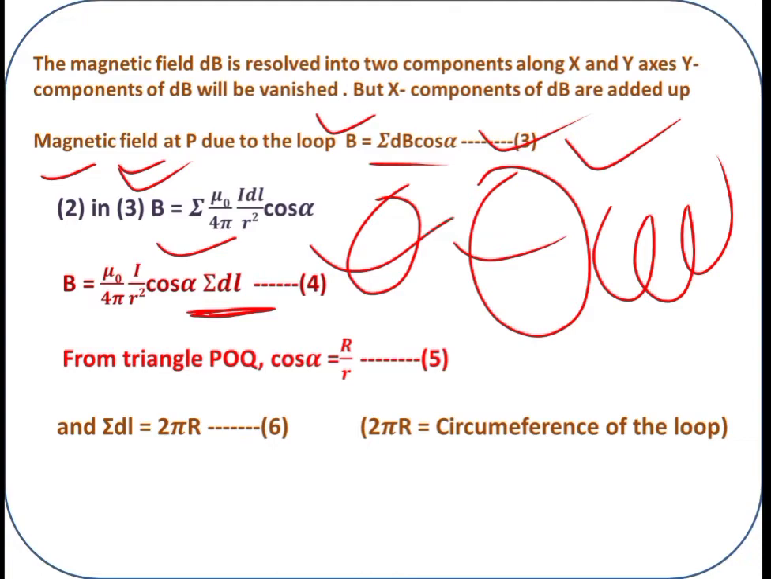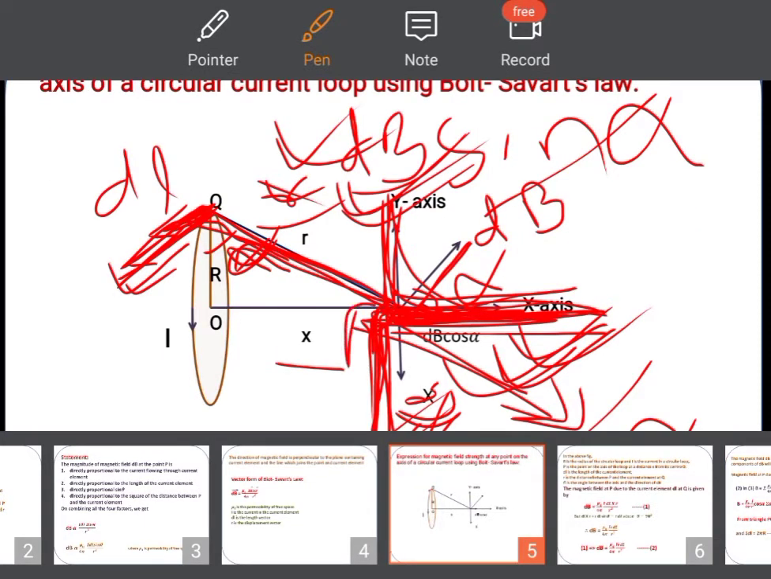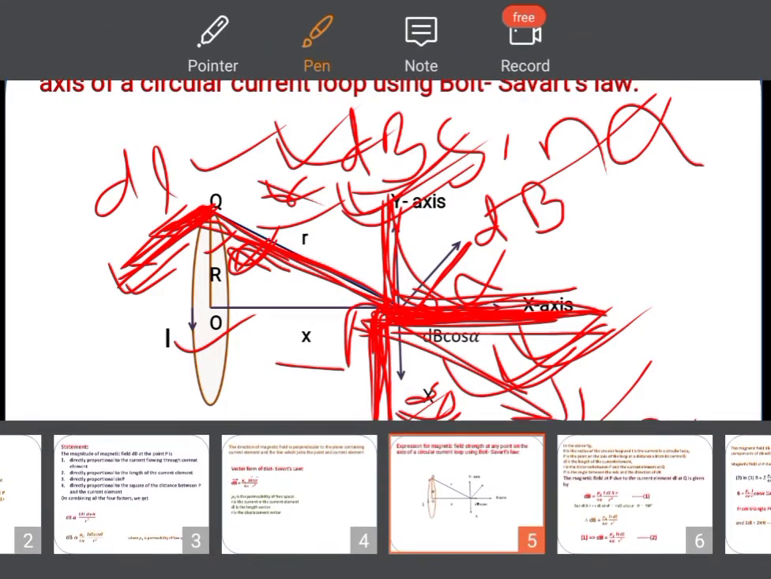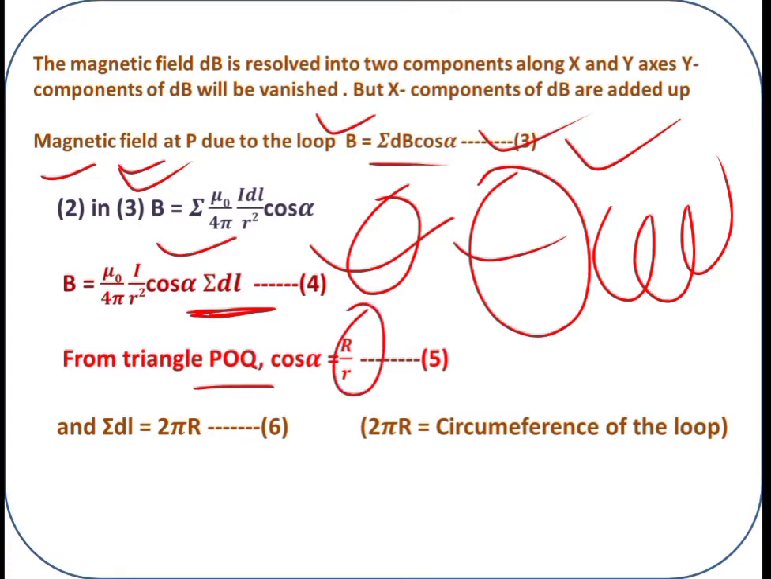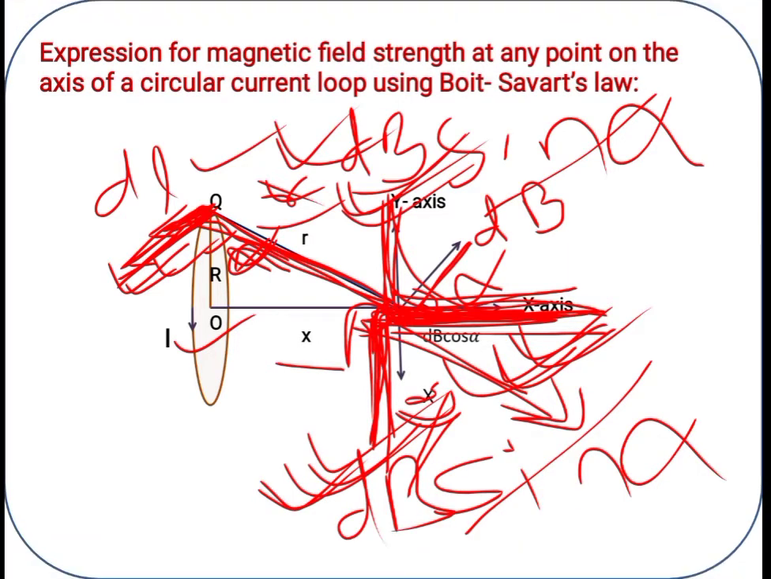From triangle POQ, in the previous diagram I just showed you the triangle POQ. So this is the triangle, this is POQ. What is cos alpha? Cos alpha is equal to capital R divided by small r. Capital R is the adjacent side, and small r is the hypotenuse. Call it equation number 5.